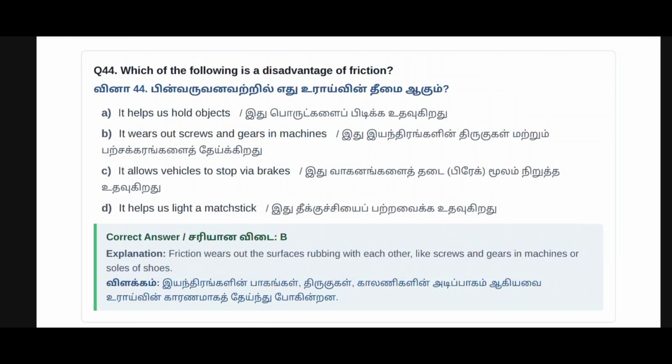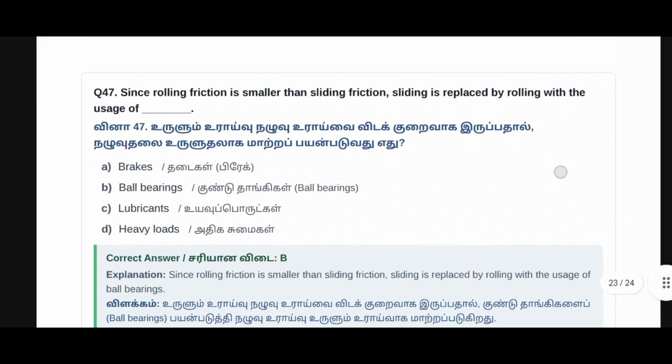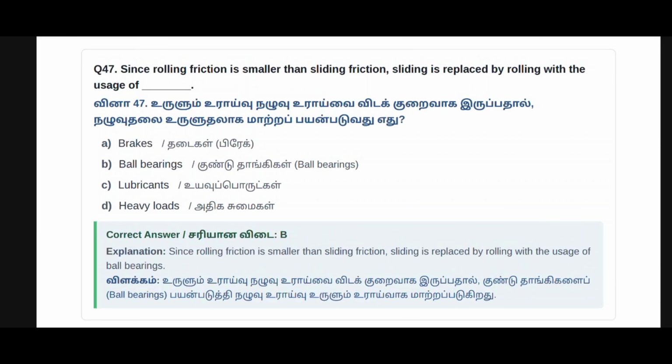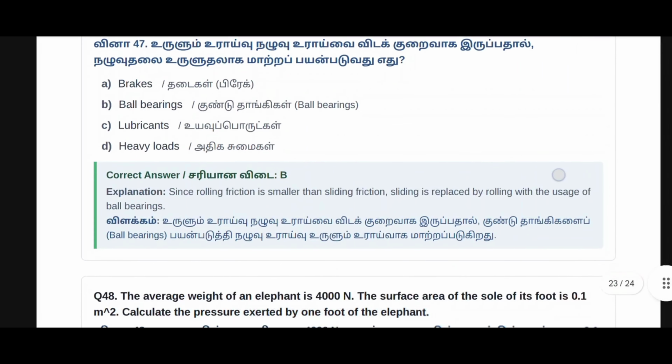A substance which reduces the frictional force is called a dash, lubricant. Which of the following can be used as a lubricant? Option D, all of the above. Since rolling friction is smaller than sliding friction, sliding is replaced by rolling with the usage of dash. Option B, ball bearing.